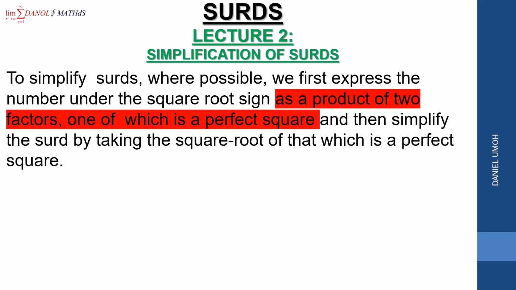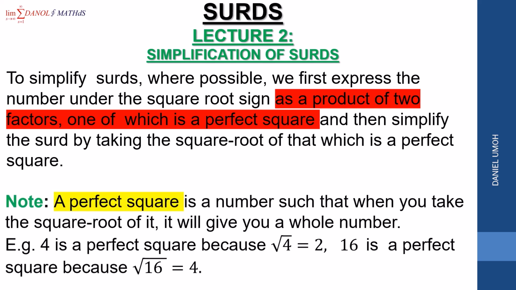Now I want you to note something first about the perfect square. What is a perfect square? A perfect square is simply a number such that when you take the square root of it, it will give you a whole number.